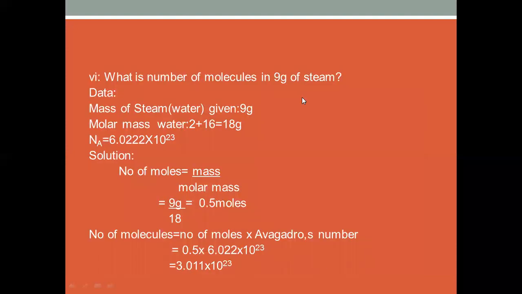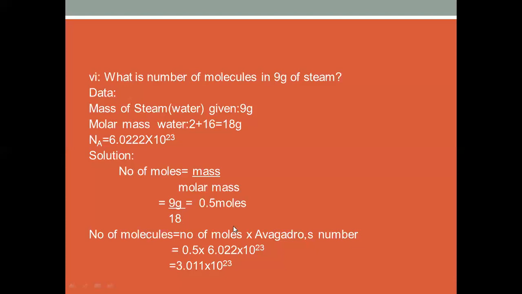What is the number of molecules in 9 grams of steam? Grams are given, and we have to find out the number of molecules. So first thing, the formula of number of molecules is number of moles into Avogadro's number. We need moles. It means first we will use the formula to find the number of moles, mass over molar mass. So 9 gram, and steam is actually water. So molar mass of water is 18. 9 over 18 gives us moles. Then we will multiply those moles by Avogadro's number. So the answer is 3.011 × 10^23 molecules.